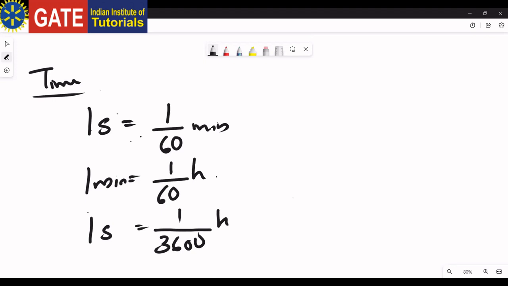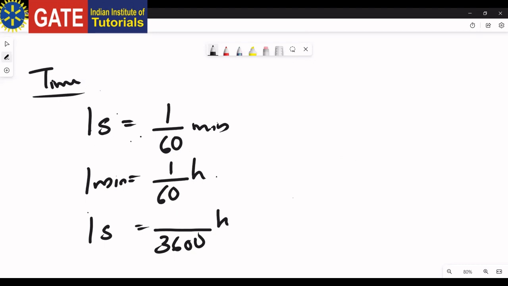Okay. And coming to the day and hour relationship, 1 hour equals what fraction of a day? It should be 1 by 24, because 24 hours makes up 1 day. So 1 hour will be 1 by 24 days. Okay. So if you have 5 days, how many hours will there be? 5 should be multiplied by 24. So like that, you have to do it accordingly.